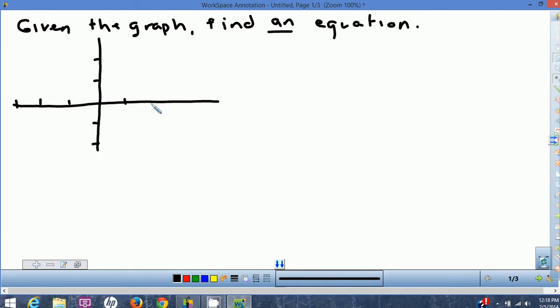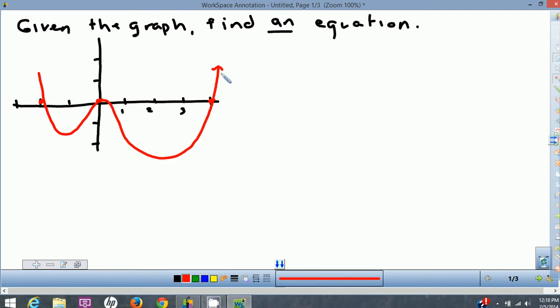So here is my coordinate plane. We'll call this 1, 2, and 3. I'm not going to label the ones that go up and down. I'm just going to leave them because we're going to say we don't know what those values are. And this particular function is going to have these x-intercepts, and it's going to look like this. All right. So there's my graph. So from that graph, I want to find an equation.